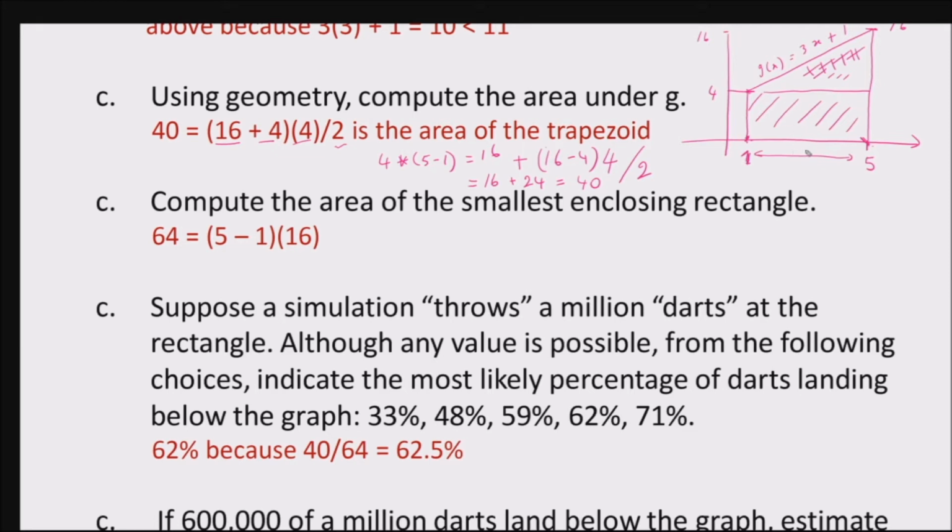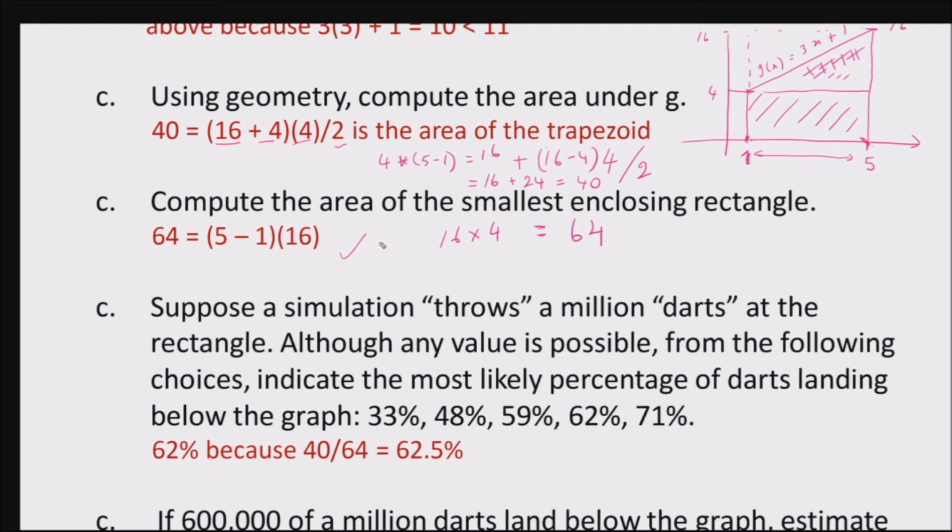Okay, right. So the other question is asking to compute the area of the smallest enclosing rectangle. Well, for the rectangle, I just have to draw little dots like this. So this is the rectangle I'm talking about. That's easy, right? If you draw it like that, this side is 16 and this is 4. So the area is 16 multiplied by 4, which is 64. Right, so that's the value.